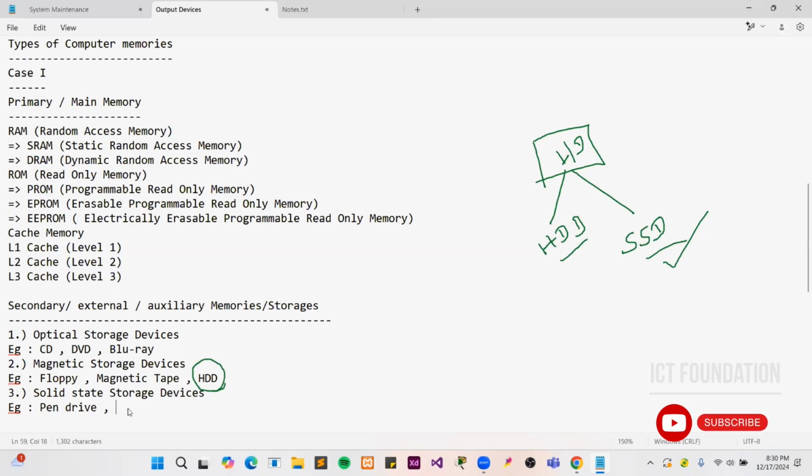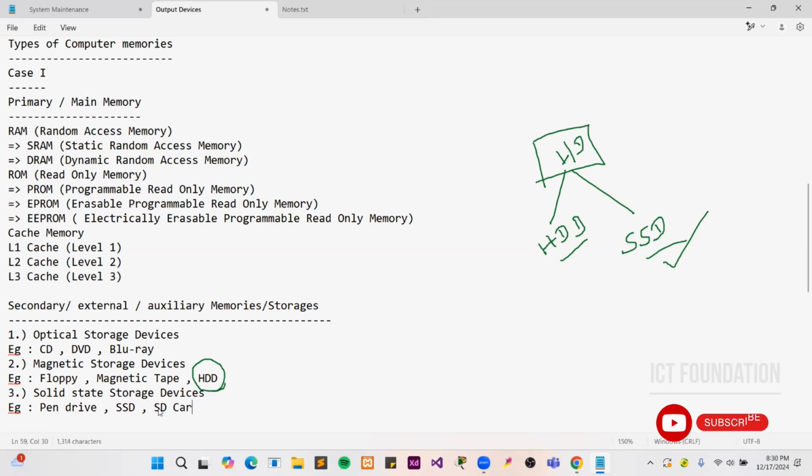Then SSD. SSD means solid state drive, solid state hard disk. Magnetic hard disk is available for the hard disk part, and the solid state hard disk is available in the SSD part.